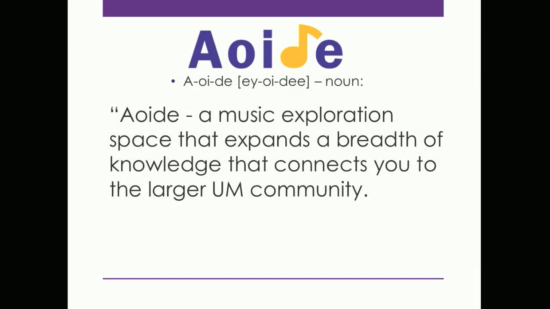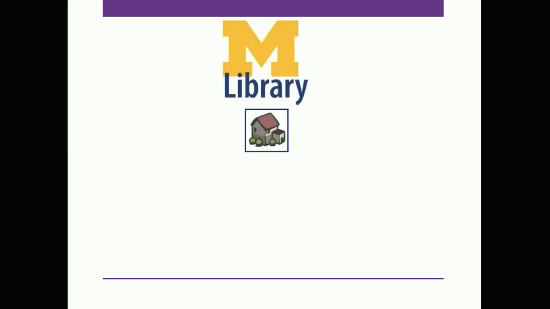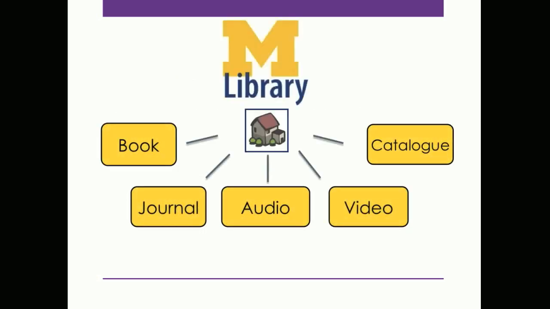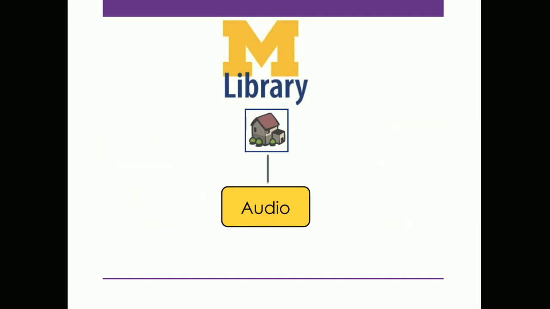A music exploration space that expands the breadth of knowledge and connects you to the larger community. Aoide aims to offer a new perspective in the virtual browsing experience of the MLibrary music collection. Aoide functions as an extension to the MLibrary music collection, specifically to audio CD materials. There is an abundance of audio CD materials in the collection.